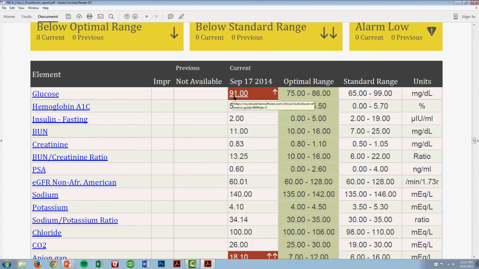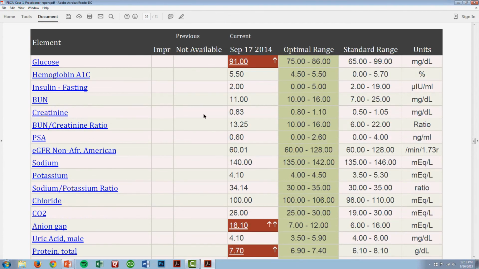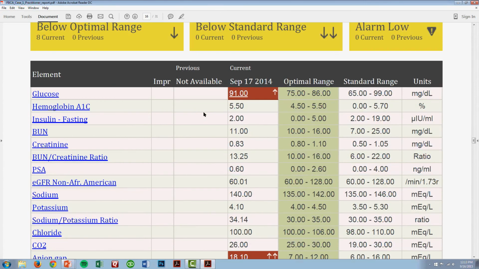Just to give you an orientation here, within the software we have hyperlinks to my blood reference book that's built into the software, so you can very quickly and easily reference what's going on from within the software program itself. So we have the current value of the patient's results, optimum ranges, standard ranges, and units. We can freely convert between standard international units and the US units, so this is truly a global software program that can be used.